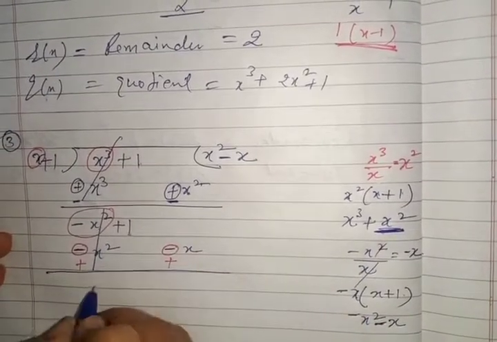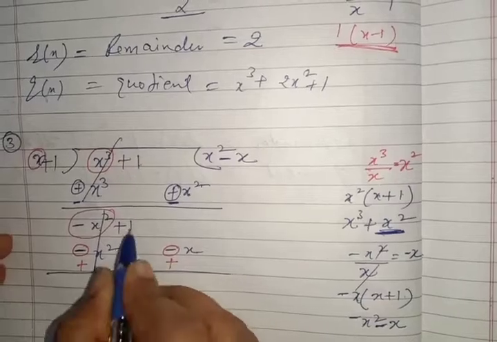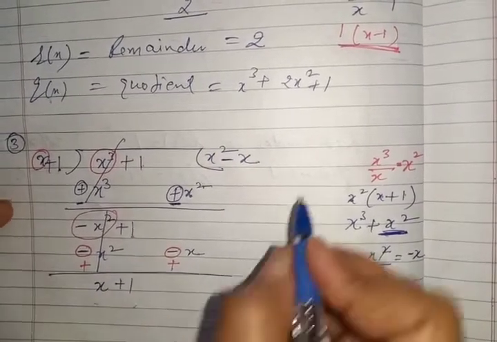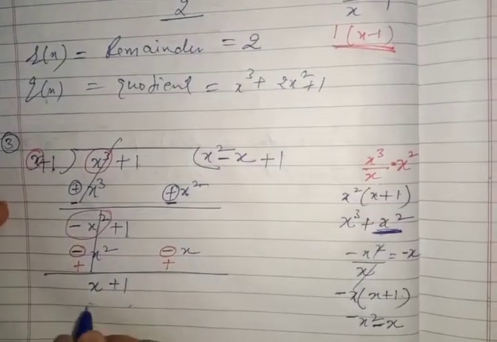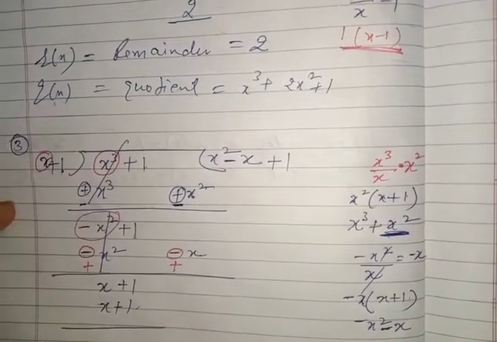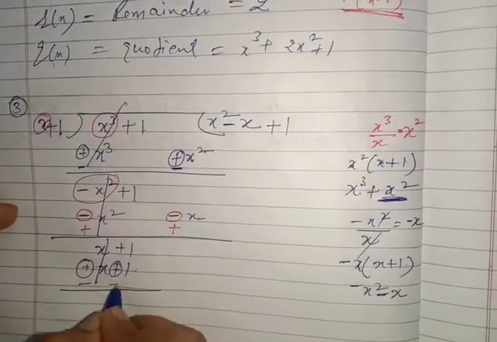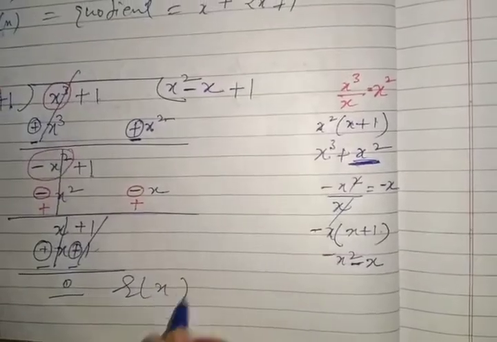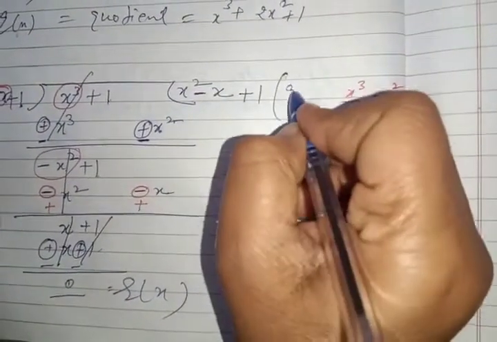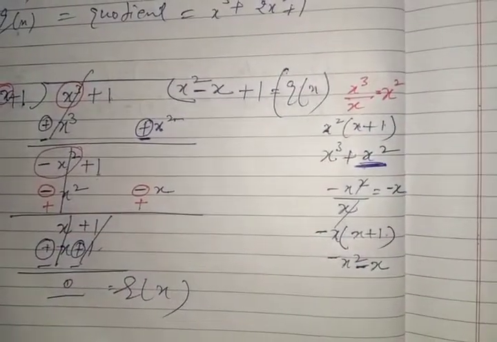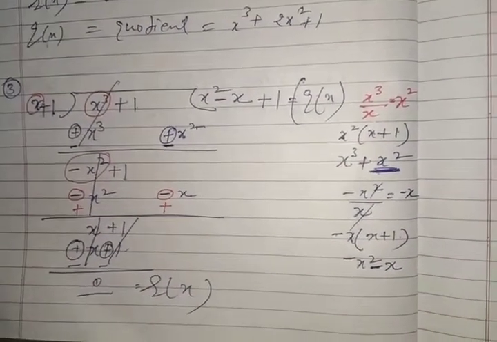These two cancel. This will come up with which sign? Plus and then plus 1. You can see x plus 1, x plus 1. So after changing the sign, this cancelled, and this also cancelled. So here this is remainder and this is quotient. I hope long division is clear to you.